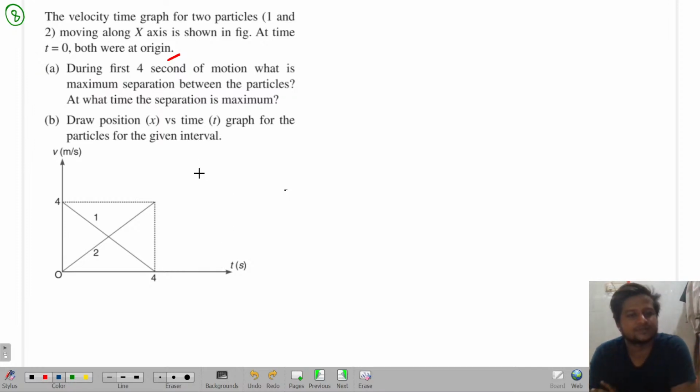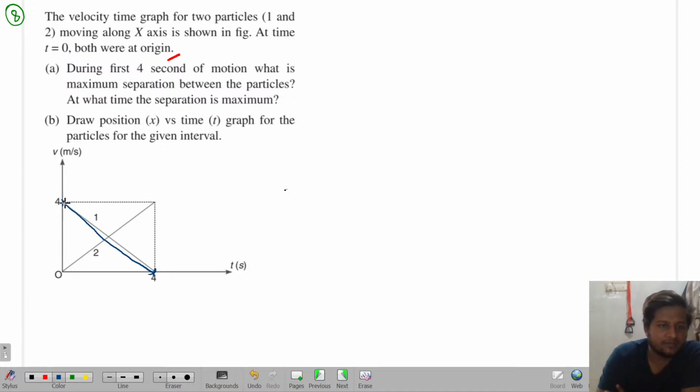Look over here. Both of the particles start from the origin. Now try to see. Particle 1 is here. For particle 1, this is my velocity-time graph. For particle B, the velocity-time graph is like this. So can I write the equation for particle A? The velocity equation for particle 1. What will that be?